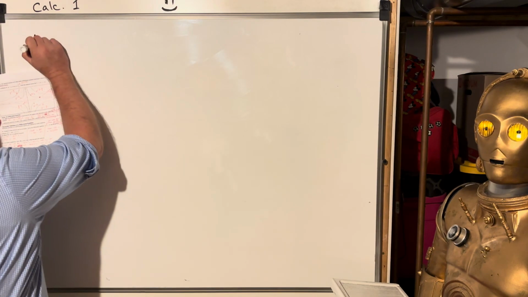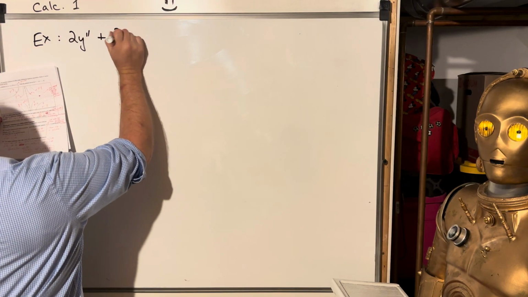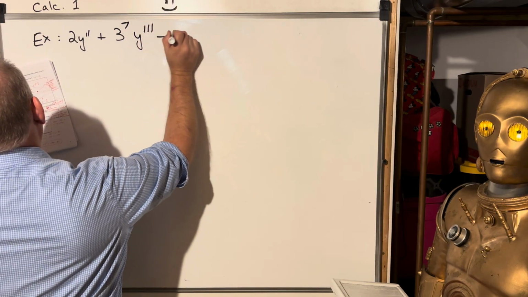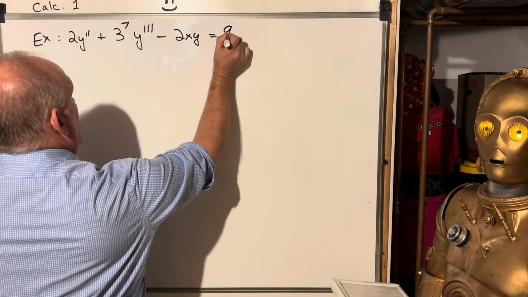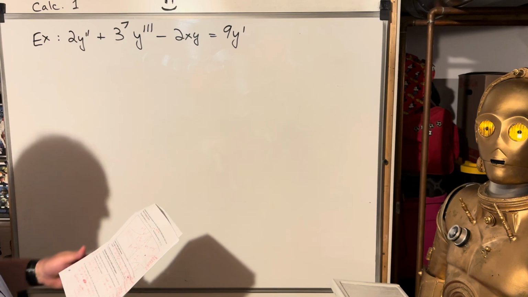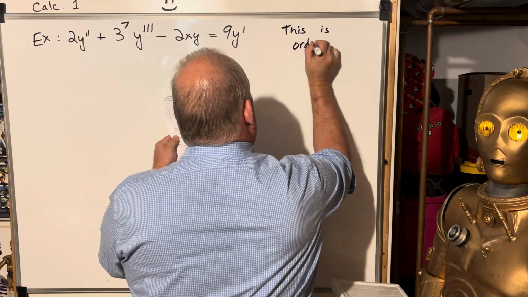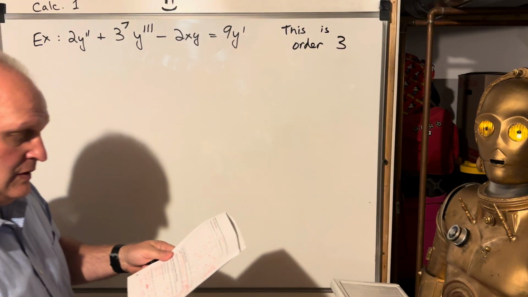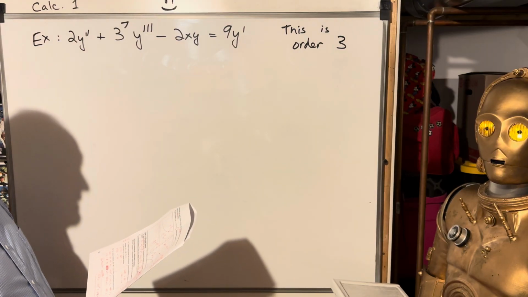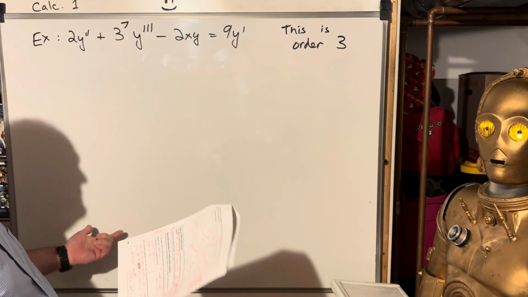So here's an example. 2y double prime, and we'll make this really ugly, plus 3 to the 7th y triple prime minus 2xy equals 9y prime. So there's our differential equation. This is order 3, because then the solution has 3 arbitrary constants. Or sometimes we just say third order.